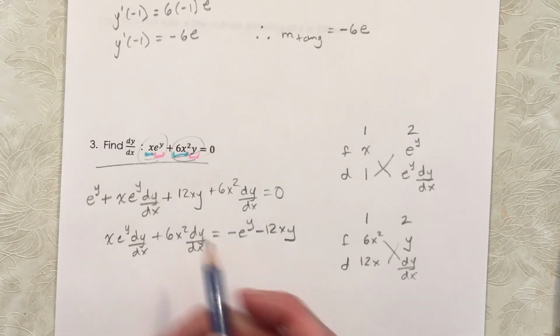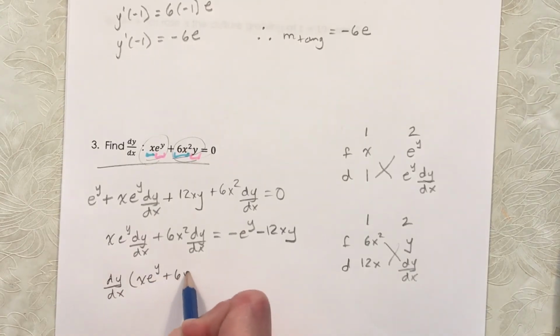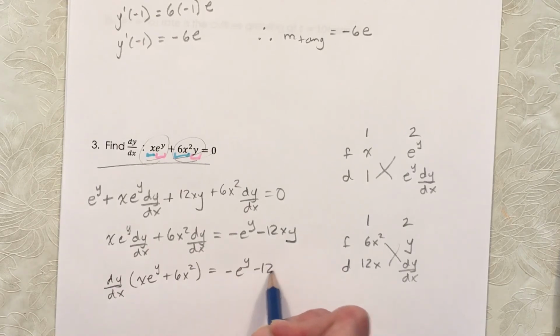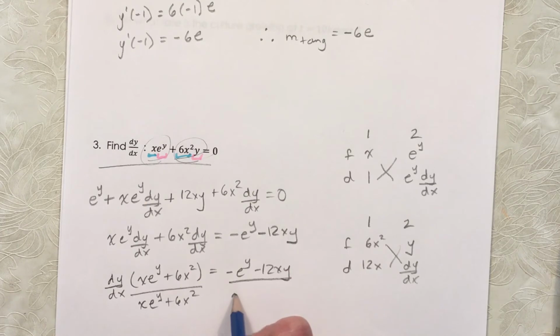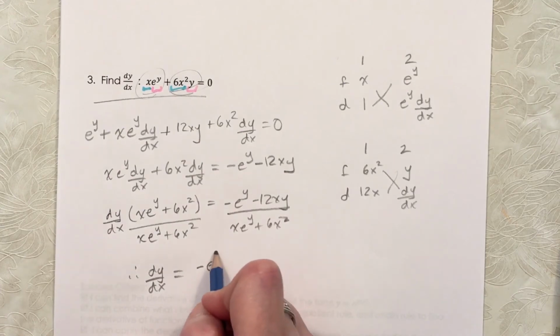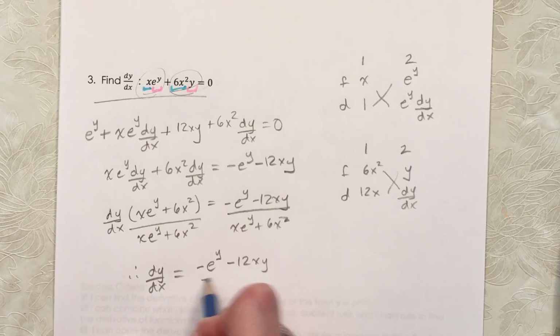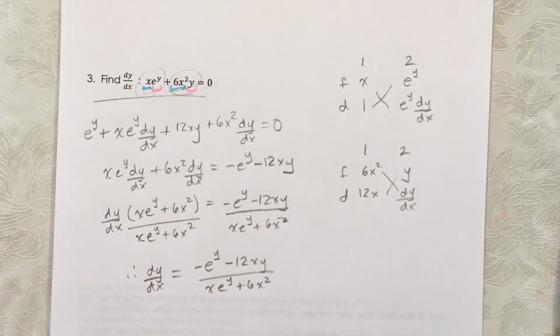Now I want to get dy by dx by itself, so I'm going to common factor dy by dx out of the left side, and that'll give me x e to the y plus 6x squared. Divide both sides by x e to the y plus 6x squared. And therefore dy by dx is equal to negative e to the y minus 12xy over x e to the y plus 6x squared. Remember with implicit differentiation, we're usually not concerned about simplifying, just being able to get an expression for the slope of the tangent or find the slope of the tangent at a point. In this case, we just needed an expression for it.